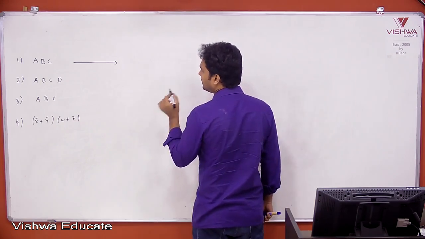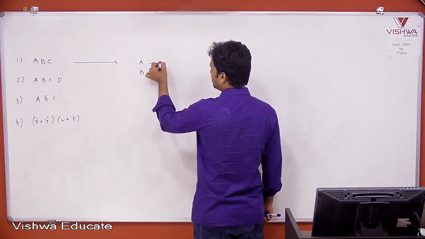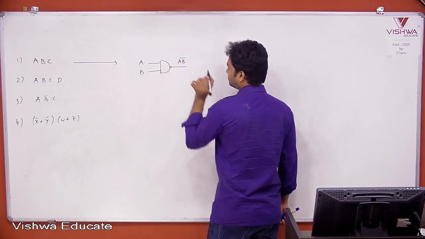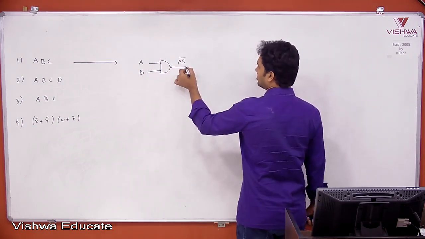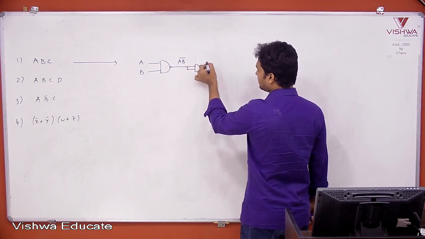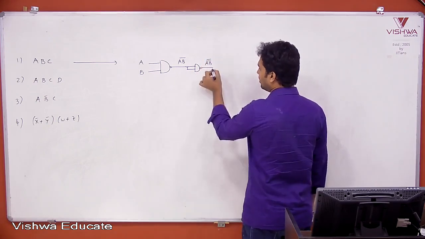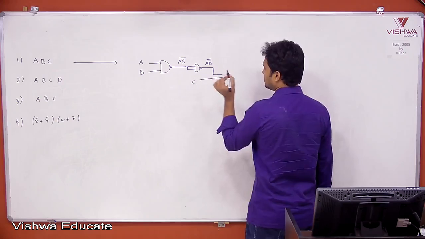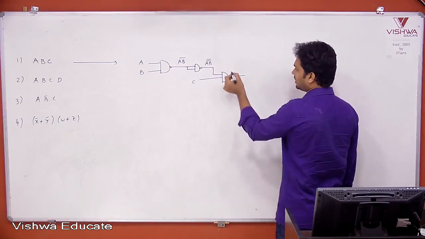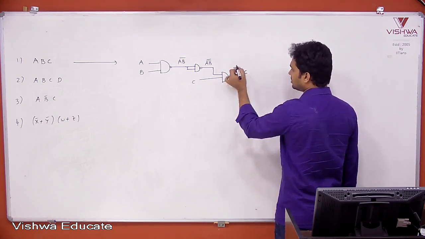You need A, B, C. First take A and B and connect to a NAND gate. I'll get AB bar. This you connect to one inverter, that is also using a NAND gate. Then AB bar whole bar, which is nothing but AB. Now take C, and connect this to one NAND gate. Then AB bar whole bar into C bar.